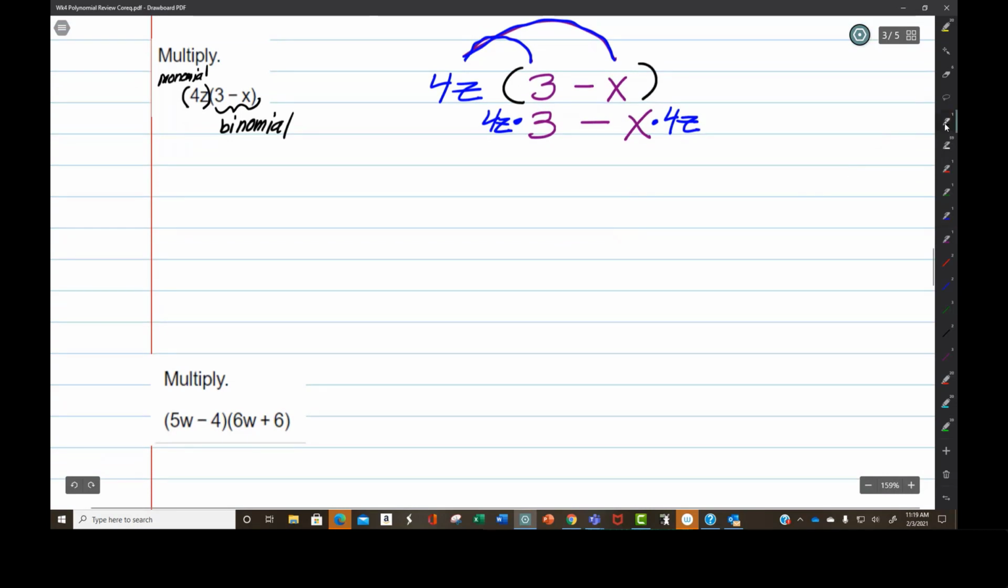This now is a term. And this is a term. All the variables and constants and coefficients, all the numbers and letters in a term are being multiplied. So that means I have 4 times z times 3. I multiply the 4 times the 3. That'll be 12. So I'll have 12z.